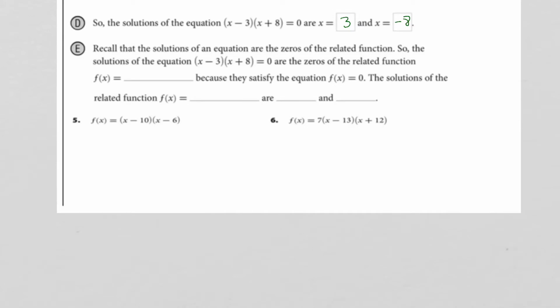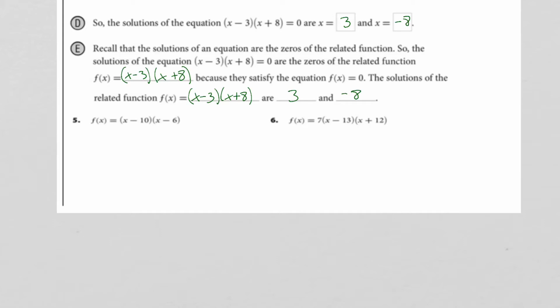And on the graph, that's when y would be 0, when x is 3 or when x is negative 8. And they'd be the 2 points at which the graph would cross the x-axis. So recall that the solutions of an equation are the zeros of the related function. So the solutions of this equation are the zeros of the related function, x minus 3 times x plus 8, because they satisfy the equation when f of x is equal to 0. So the solutions of this function are 3 and negative 8.